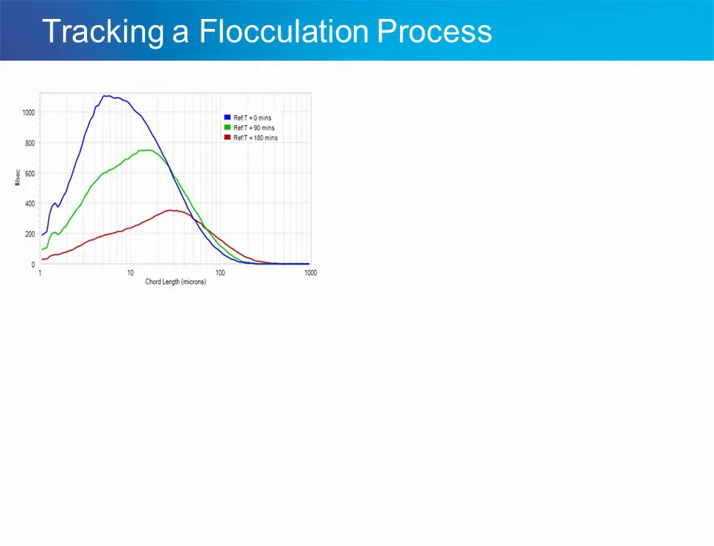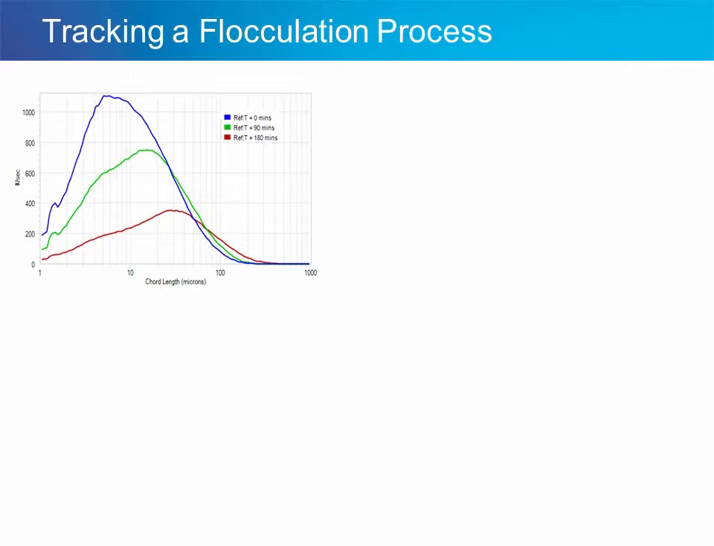You can see the blue distribution, we have a very large number of particles around 10 microns, and this is at 0 minutes. Then after 90 minutes, you can see that the number of smaller particles around 10 microns has decreased, and we're seeing a subtle shift to the right in the distribution. So the overall particle size, or chord length in this case, is increasing. At 180 minutes, you can see this process is even more pronounced. You have much fewer small particles, and we're seeing more and more of those large particles around 100 microns. And this is classic data that tracks a flocculation process.